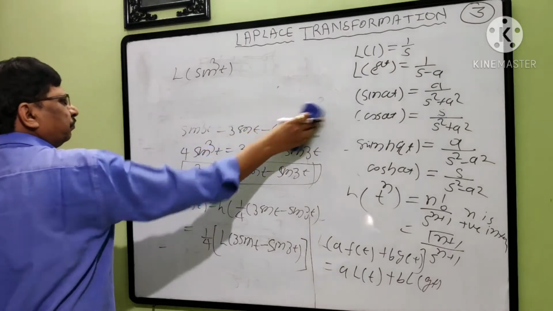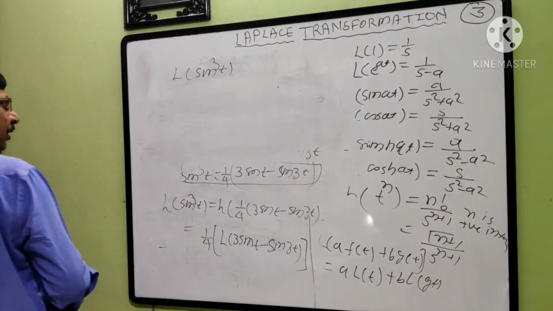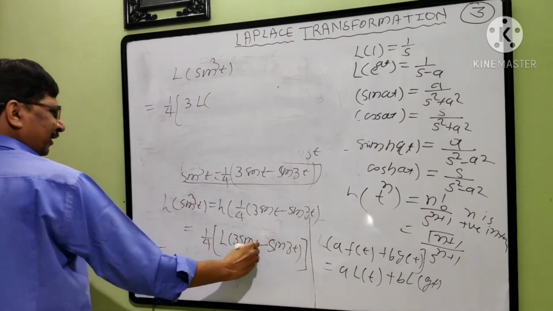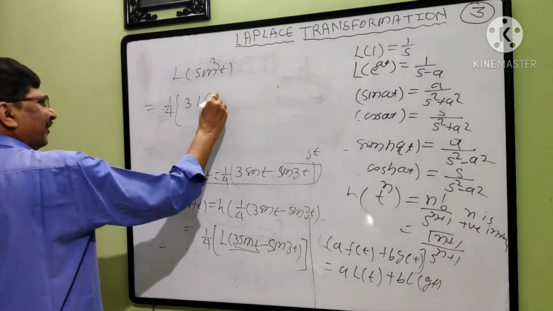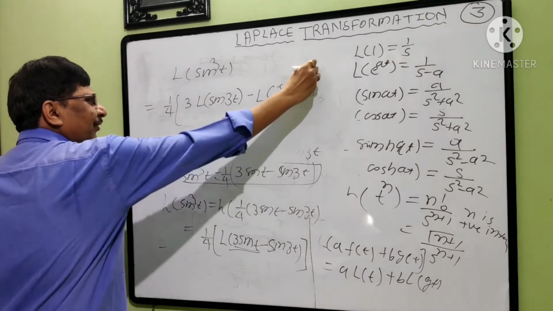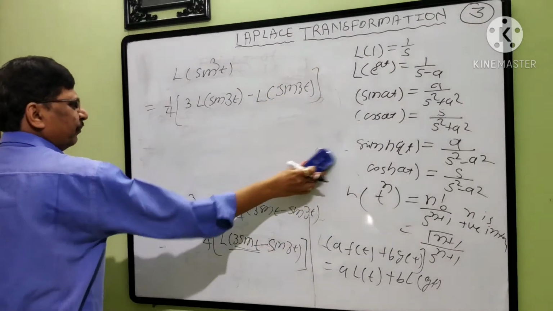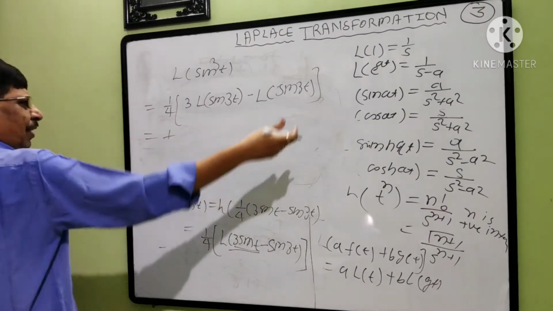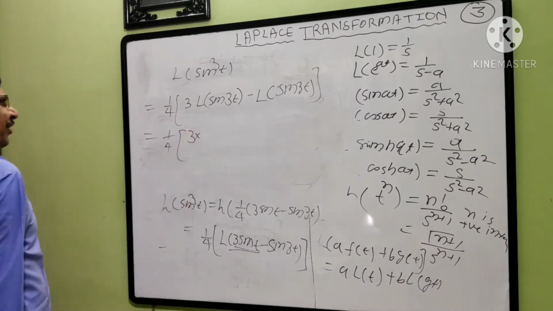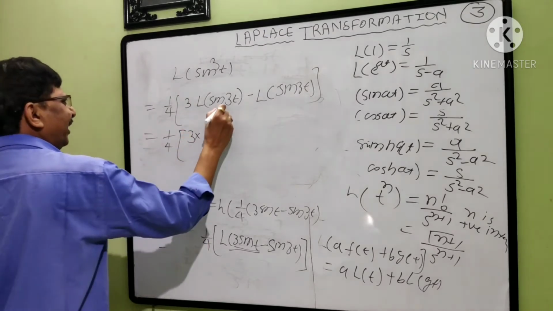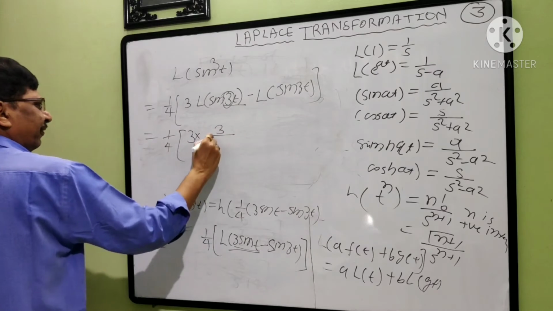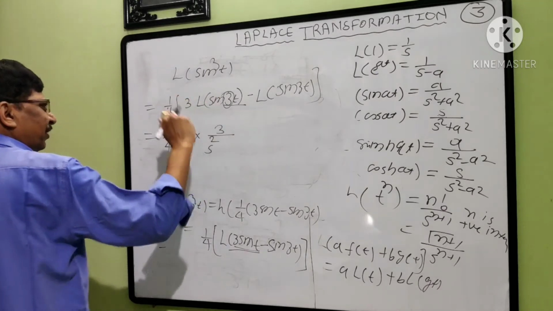Now it is equal to 1 by 4 outside, and 3 into the Laplace transformation of sin t, where 3 is a constant, minus the Laplace transformation of sin 3t. Now it is very simple. You have to use only the 5 or 6 formulae which are written on the board. That is 3 into a upon s square plus a square, where a is 3, because it is a simple trigonometric function.